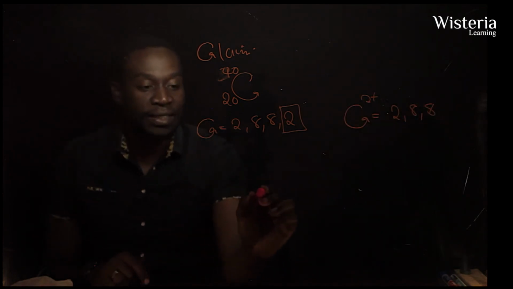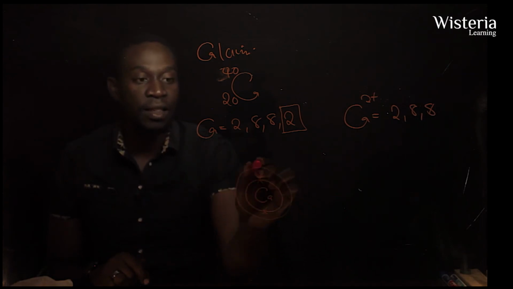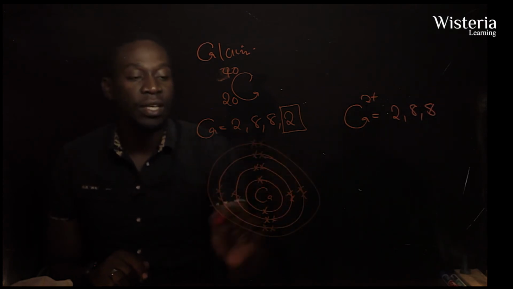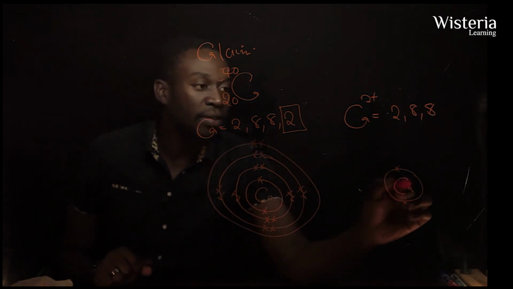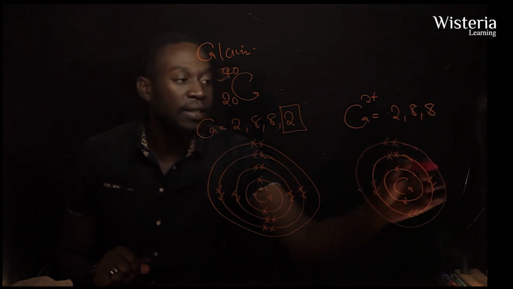So after losing 2 electrons, the calcium will become 2+, with 2,8,8. Now, if we are to draw the structure for calcium, we're going to draw it like this. We have 2 electrons, then 8 electrons, then 8 electrons, then the last shell with 2 electrons.